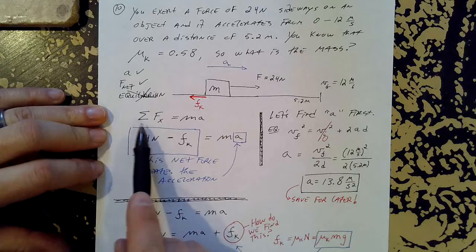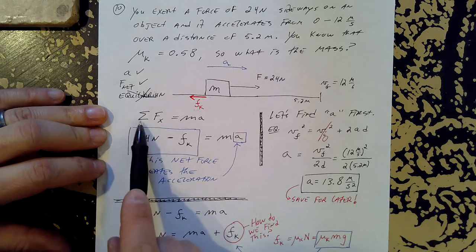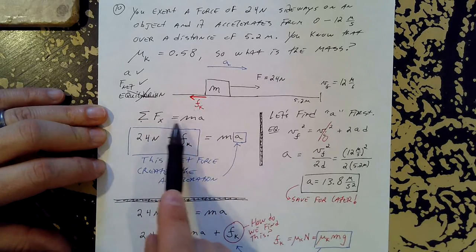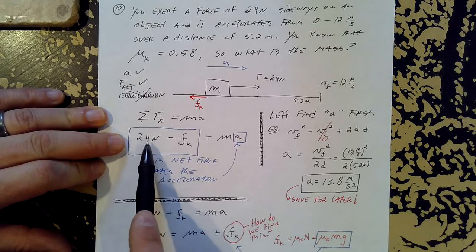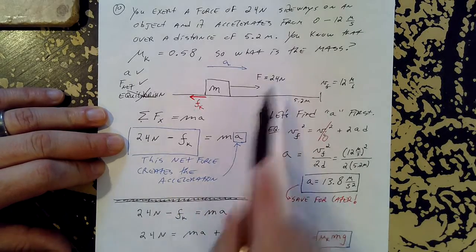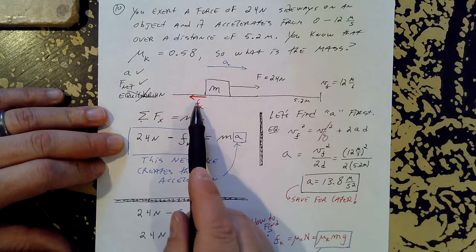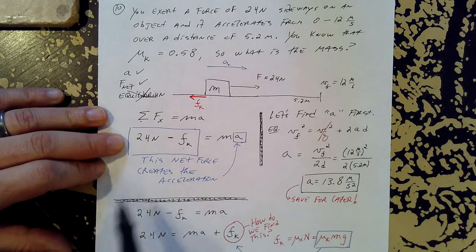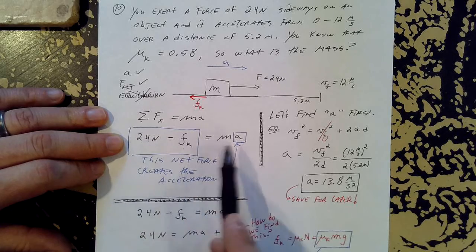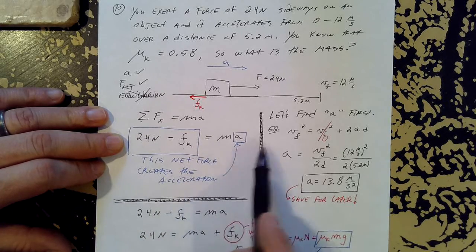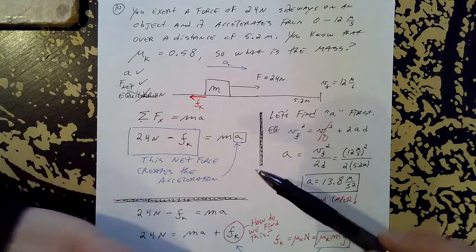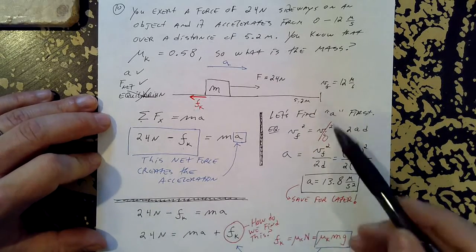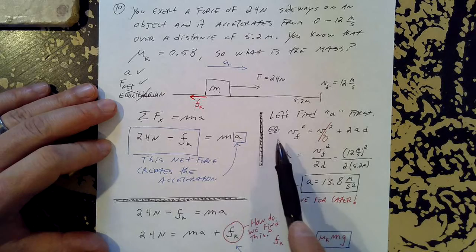So we write our sum of the force equation statement. Sum of the forces in the x direction equal ma. Okay? What are my forces in the x direction? Well, I have 24 newtons to the right, so that's positive. I have friction to the left, so that's negative. Those two things added together equal the mass times acceleration. Okay? Well, first, let's find out what acceleration is.